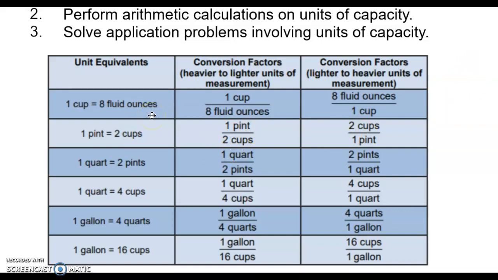Some key ones are that 1 cup is 8 fluid ounces. A pint is 2 cups. A quart is 2 pints. And a gallon is 4 quarts. If you know all of them, that's great, but there are about 3 or 4 minimum ones you want to get familiar with. Let's look at some examples.